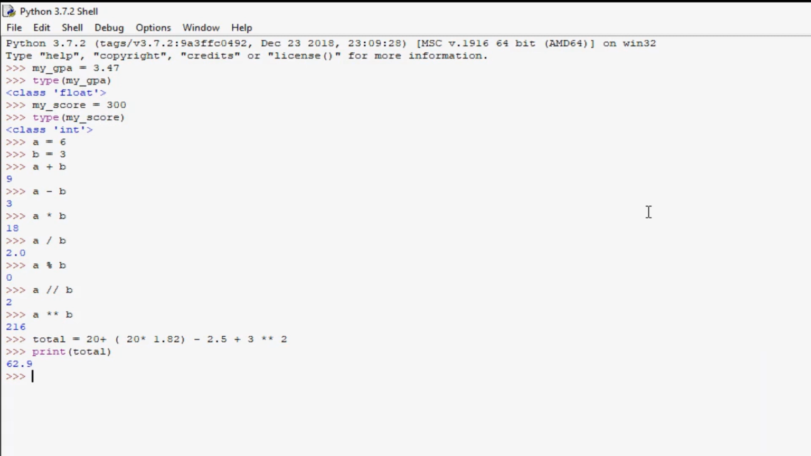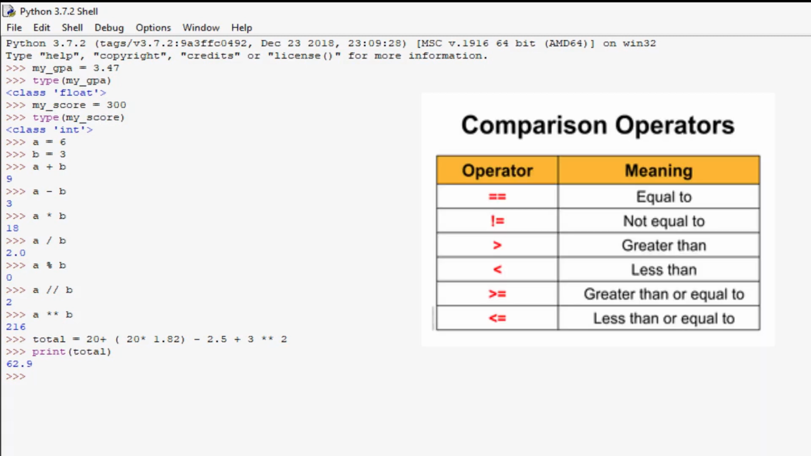Well, the next set of operators we use in Python are called comparison operators. They give us back a true or false answer, which is also known as a Boolean type. These are very important because they help us make decisions in our code. There are 6 main operators and they are pretty simple. So let's check them out.